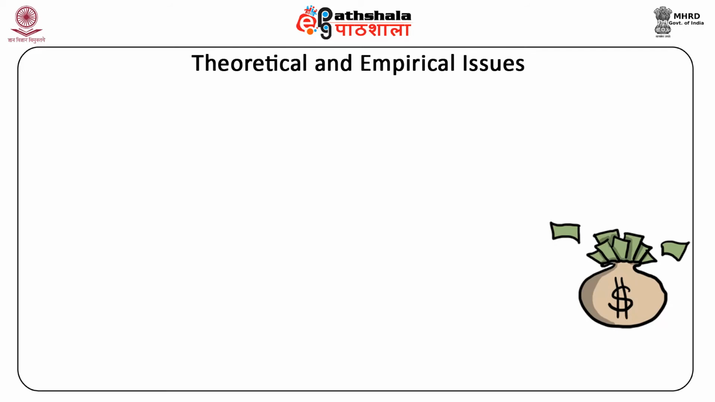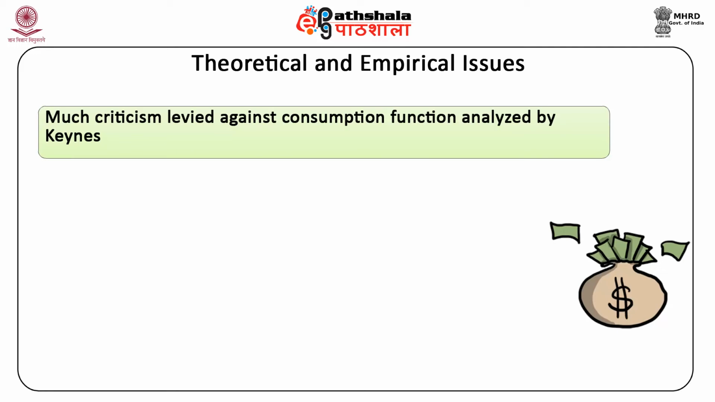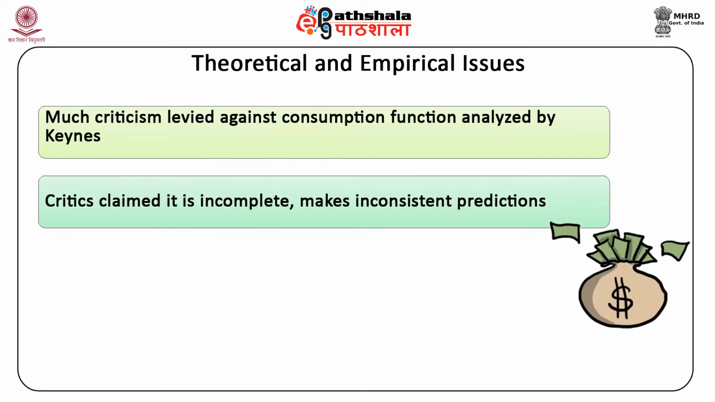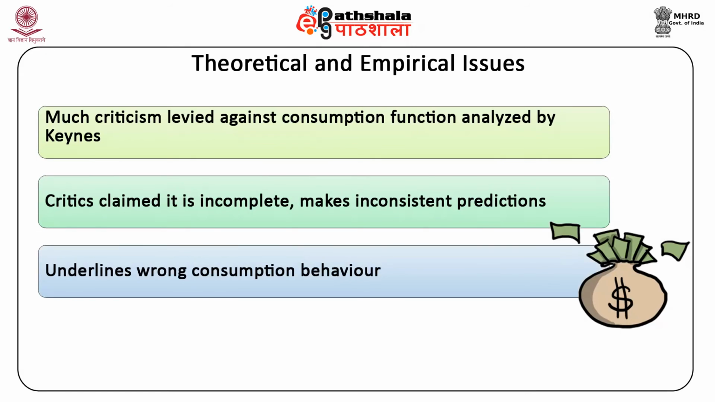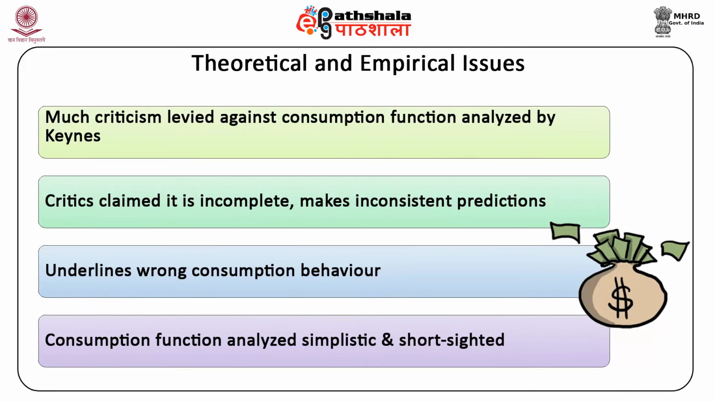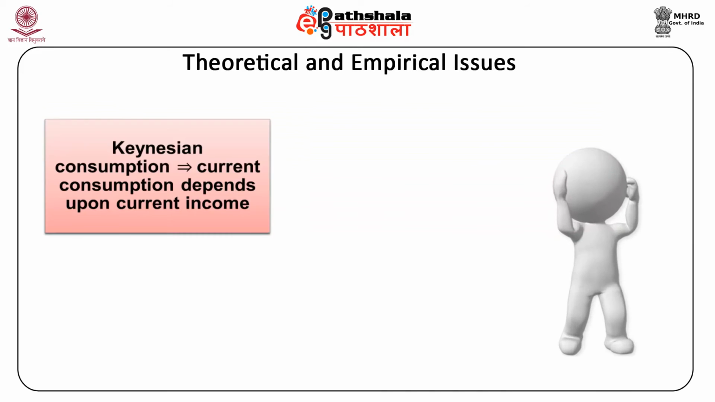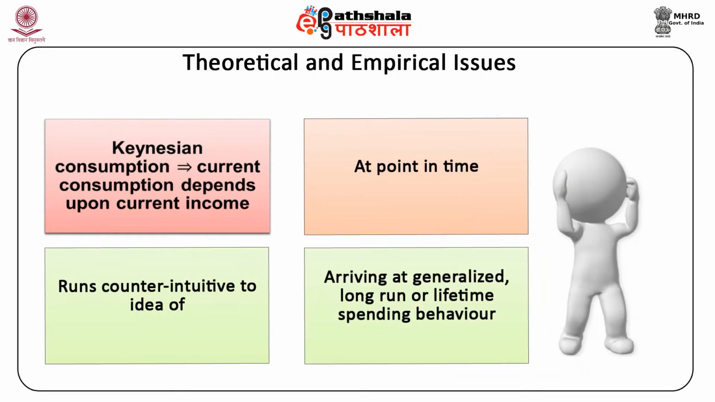However, from the time of its introduction, much criticism has been levied against the consumption function as analyzed by Keynes. Many critics claimed that it is incomplete, makes inconsistent predictions, and underlines wrong consumption behavior. The crucial debate has been that the consumption function, as analyzed by Keynes, is simplistic and short sighted. Keynesian consumption implied that current consumption depends upon current income alone and at a point in time. This runs counterintuitive to the idea of arriving at a generalized long run or lifetime spending behavior.